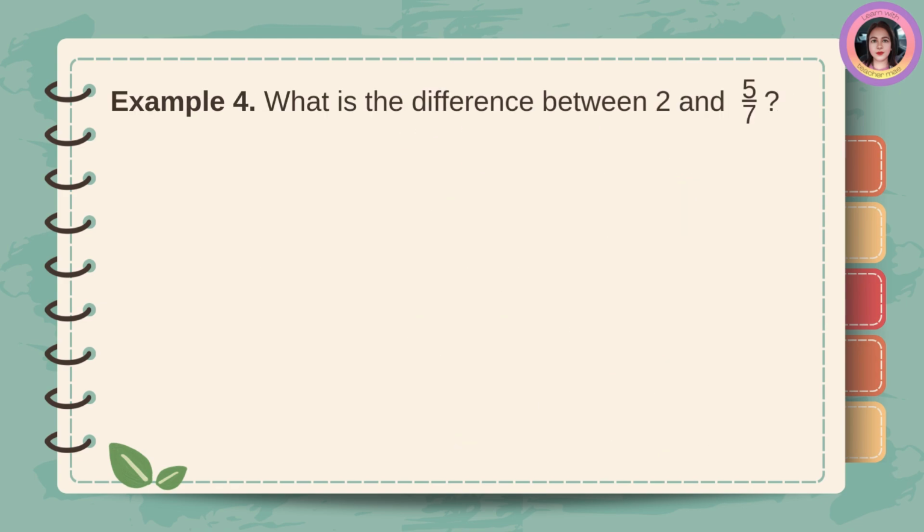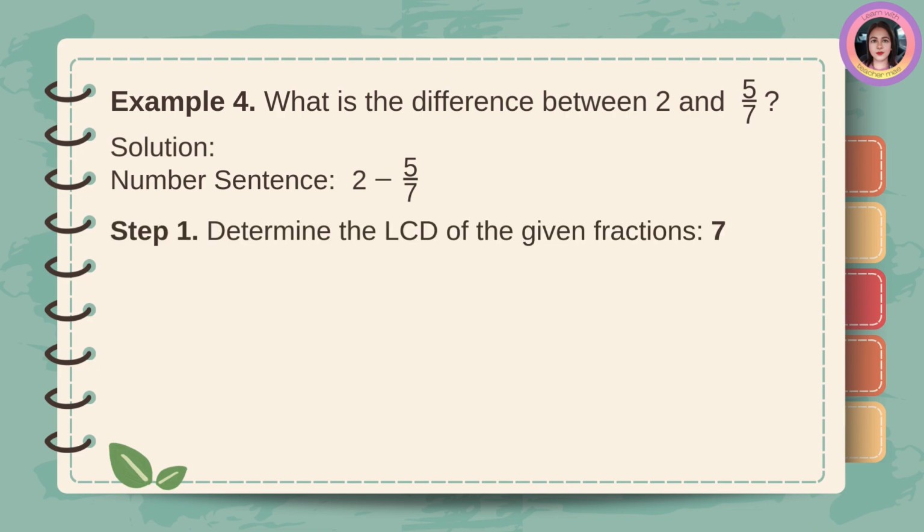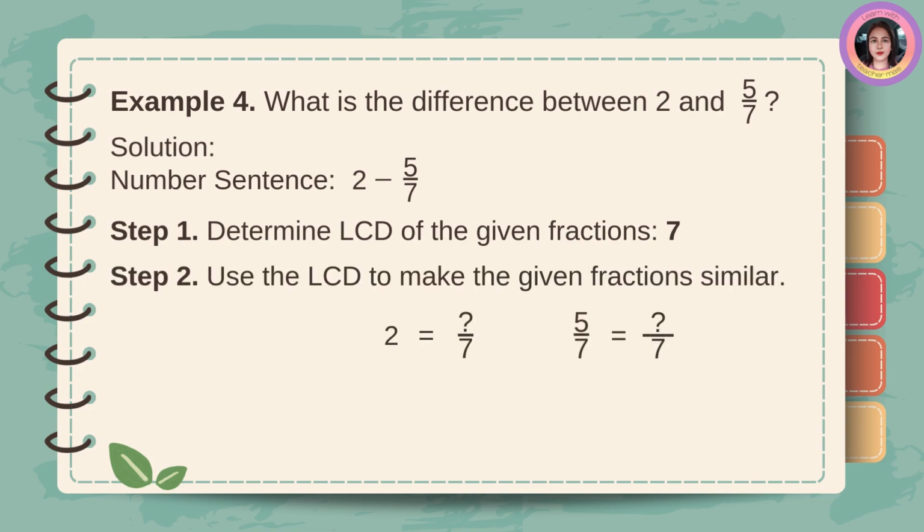Example number 4. What is the difference between 2 and 5/7? Solution, number sentence, 2 minus 5/7. Step 1, determine the LCD of the given fractions. The LCD is 7. Step 2, use the LCD to make the given fractions similar. 2 is equal to 14/7. 5/7 is equal to 5/7.